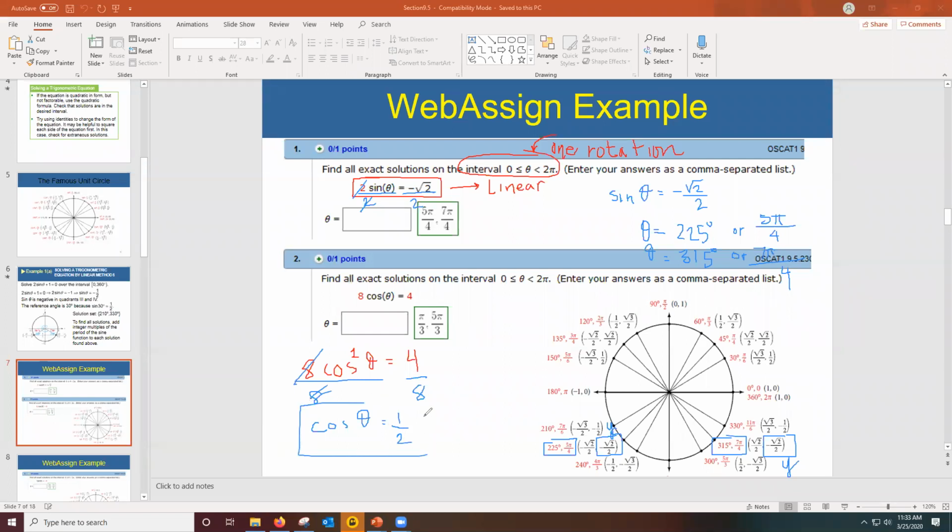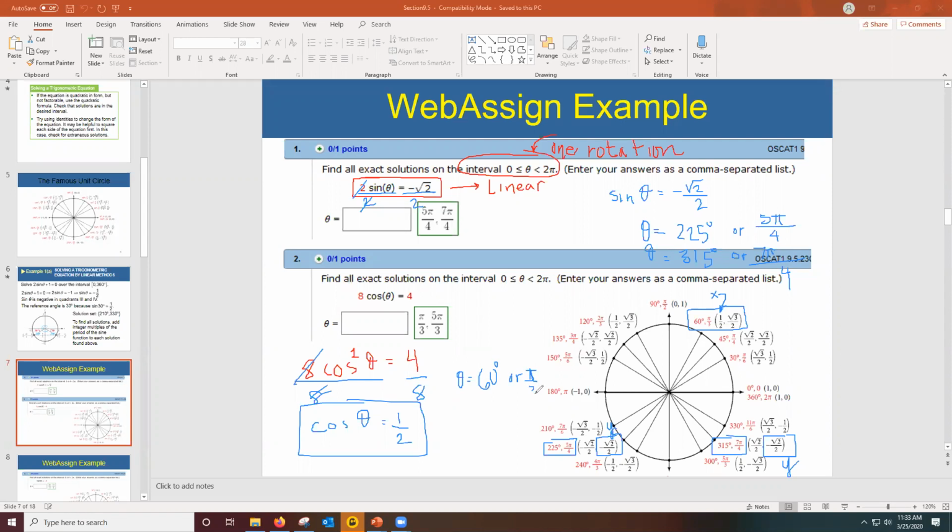So now I'm going to go to the unit circle looking for what angles have the cosine equal to 1/2. Well, I remember the cosine is the x value on the unit circle. So let me go looking around the unit circle. Where is the cosine equal to 1/2? Well, this angle 60 degrees has the x value equal to 1/2. So one answer is going to be 60 degrees, or I can write it as pi over 3.